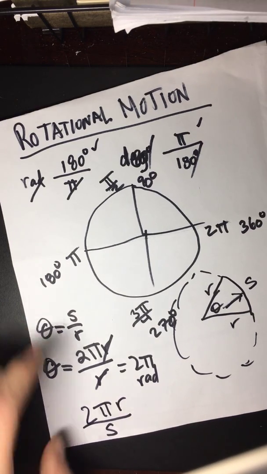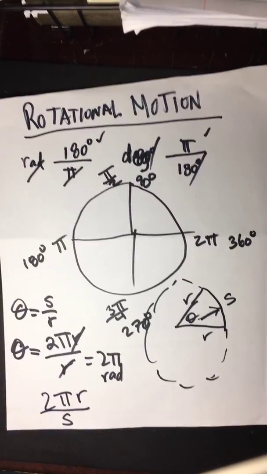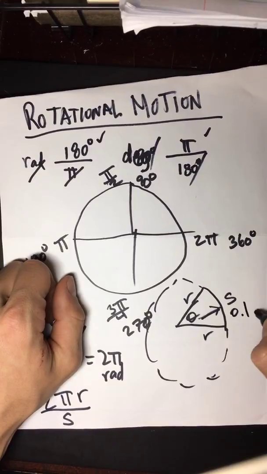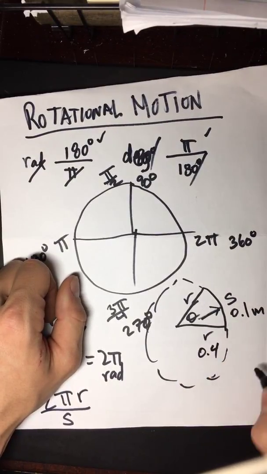Exactly. And so we're going to see what this first problem is. We're going to use 2 pi r over s, because we're given a 0.1 subtended arc. So this arc is 0.1 meters, right? And the radius is 0.4. Okay, so radius is 0.4.